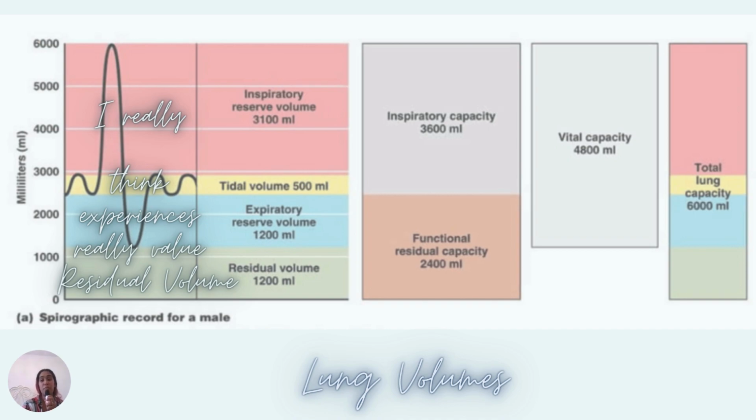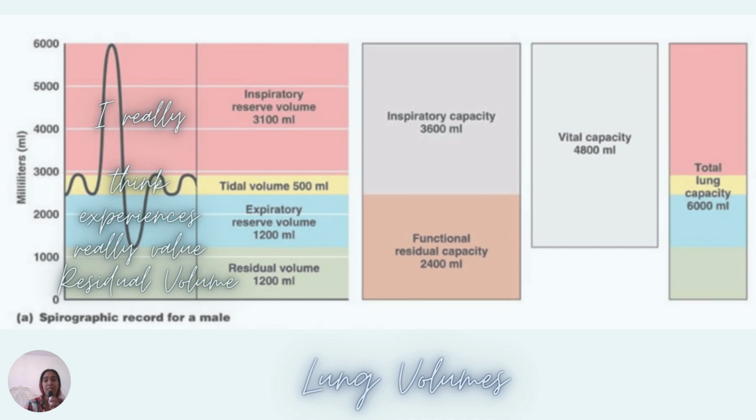Functional residual capacity is the entire volume of air still present in the lungs after a normal exhalation. So after you expire, what stays there? The residual volume, because I just said if you didn't have that, your lungs would collapse. And the expiratory reserve volume is the maximum amount of air that's exhaled after normal exhalation is released. So that's the functional residual capacity.